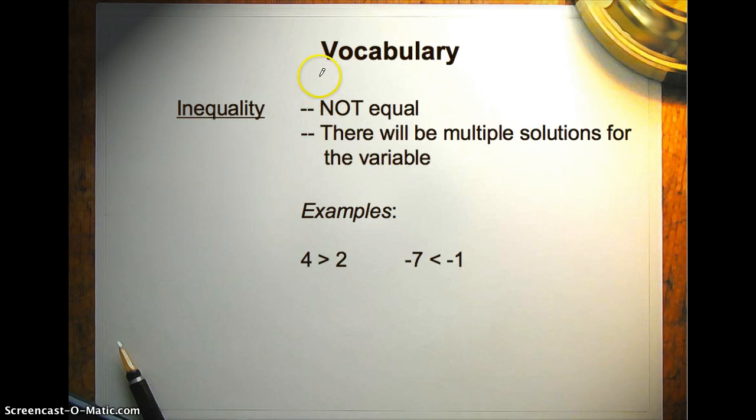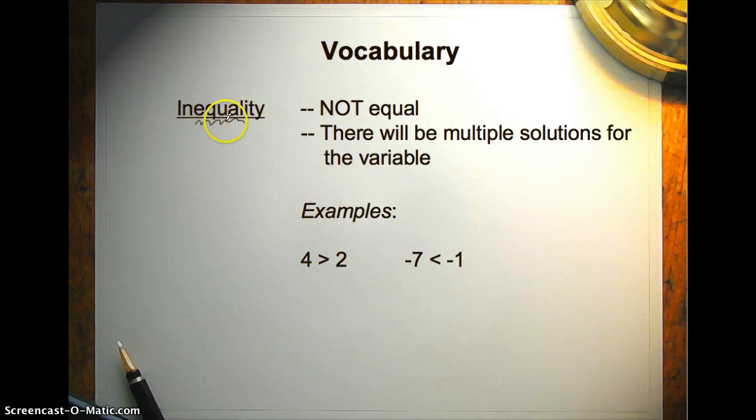Here's your vocabulary for the lesson. So we have inequality. Please make sure you pause this video and write this in your notebook now. An inequality means not equal. You've seen this before, this part of the word, inequality, right? Just like an equation has an equal sign. So an inequality means that they are not equal. The two sides are not equal.